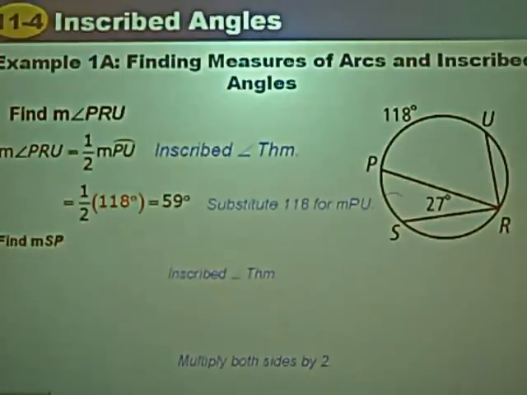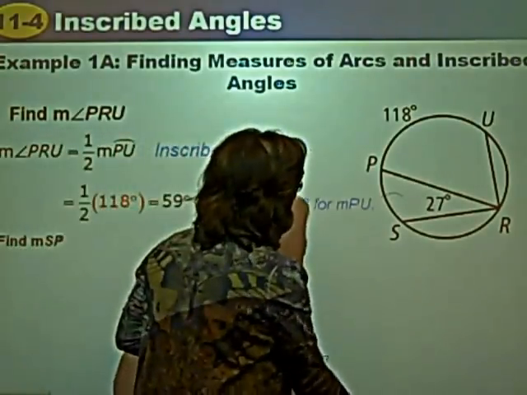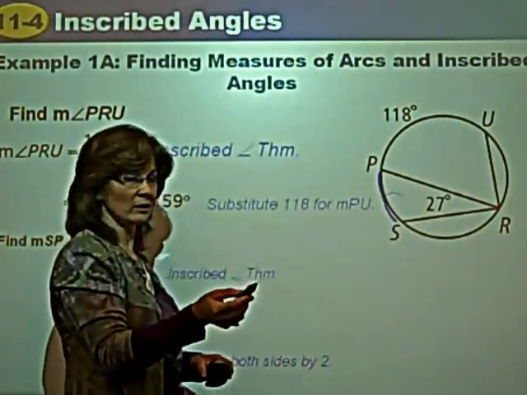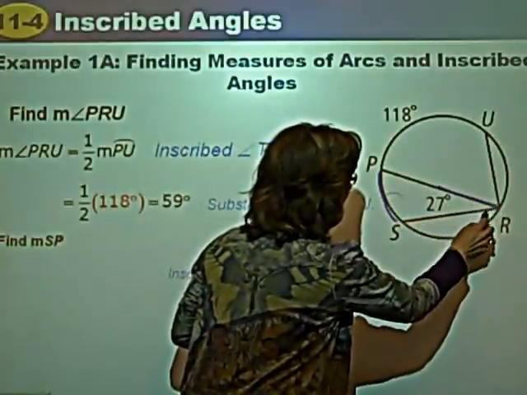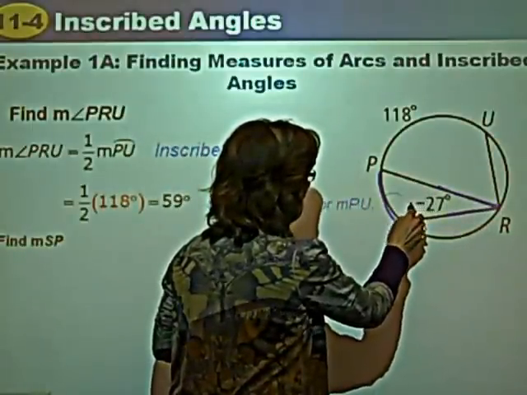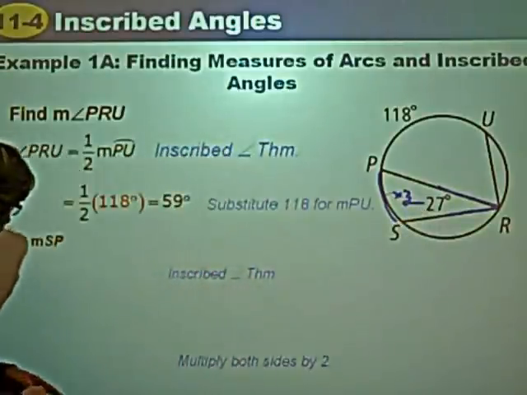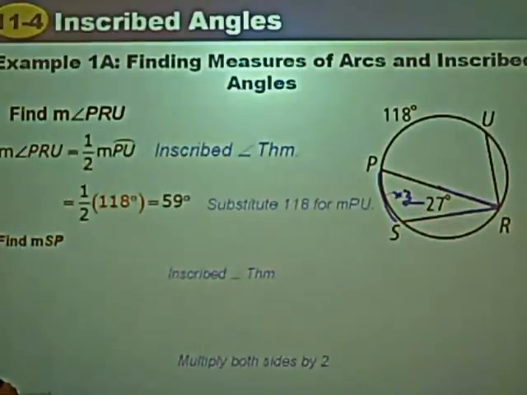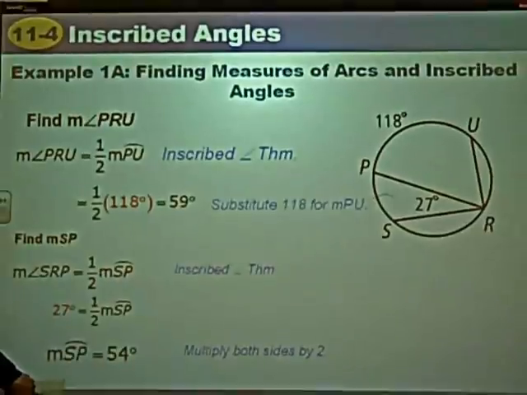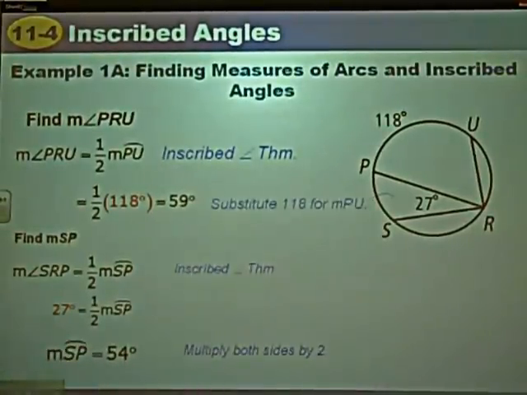Now when I want to find arc SP, that's right here, and I look at this angle, I see it's 27 degrees, so to get the arc, I do times 2, and I've got 54 degrees for my arc. They started with their formula and then multiplied both sides by 2. So you can do it that way, or you could just think, as I move out onto the circle, times 2. As I move into the angle, divided by 2.